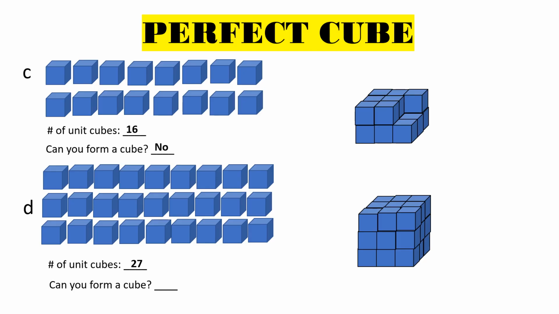Yup, we can form a cube because our length, so this is 1, and then 1, and then 1. This is 3 units for the length. For our height, 1, and then 1, and then 1. This will be 3 units for our height. And for our width, 1, and then 1, and then 1. Our width is also 3 units. So therefore, class, our answer is a big yes.